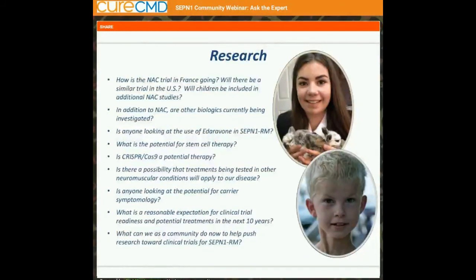And that kind of addresses the next question about treatments being tested for other neuromuscular conditions. And in general, as we understand more, one of the things that's very important is to know the basis for the weakness. Now that we know the basis for SEPN1 myopathy has to do with the calcium not being taken up back into the sarcoplasmic reticulum as efficiently as it should, we can think about other various drugs or therapeutic maneuvers that could target that.